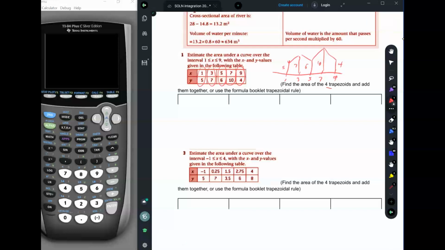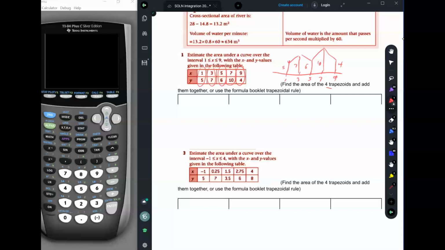And we're just going to use our knowledge of finding areas of shapes to find the area of each of these 4 trapezoids, and we're just going to add them together to get the answer. We're not going to use the formula. Okay? So, by the way, what is the width of each one of these? Do you notice that they're all uniform width? They're all width 2, because 1 to 3, that's 2, 3 to 5, that's 2, etc. So the width is 2, right?